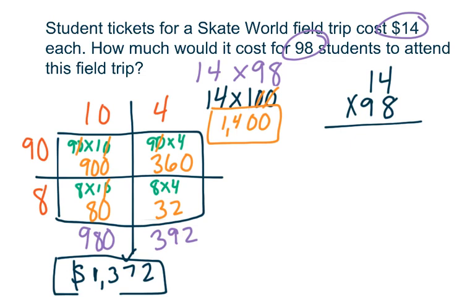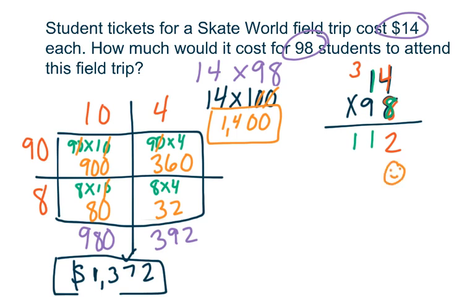Let me go ahead and check my work using the regrouping method rather. 8 times 4 is 32. I put my 2 and carry my 3. 8 times 1 is 8, plus 3 more gives me 11. I'm going to put my placeholder down.